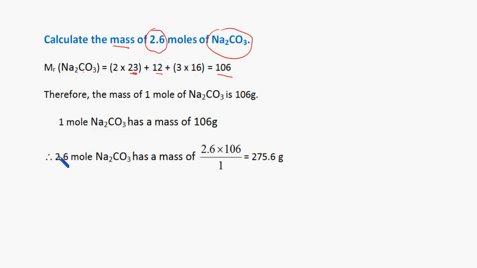Therefore 2.6 moles of sodium carbonate has a mass of, again, if we wrote the statement like I showed you, you take 2.6 multiplied by 106 and we divide by 1. So 2.6 multiplied by 106 divided by 1, and that gives us 275.6 grams of sodium carbonate.